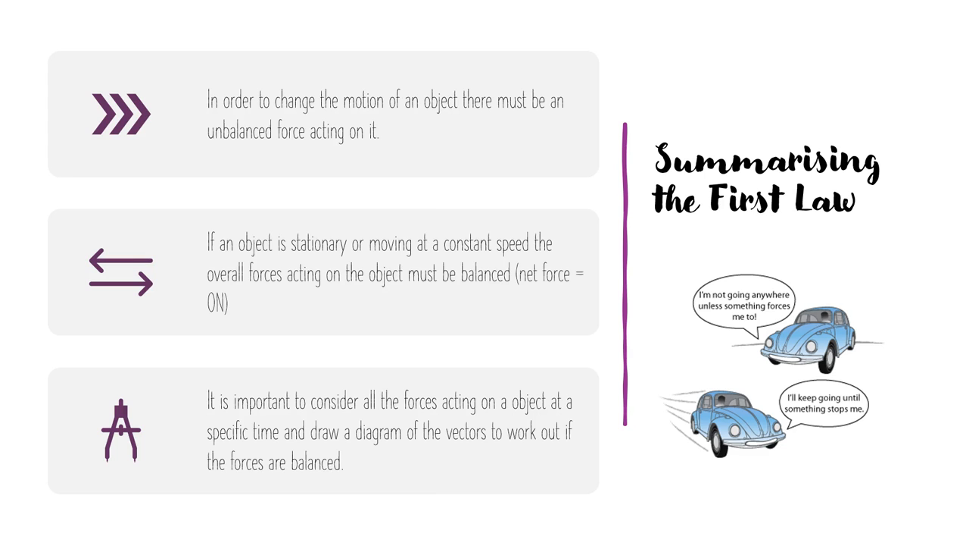So that's Newton's first law. We need to be able to state it. Basically, the object will stay in motion with a constant speed unless an unbalanced force acts upon it. So that will be stationary or a constant speed. In order to change the motion of an object, there must be an unbalanced force acting on it. If an object is stationary or moving at a constant speed, the overall forces acting on the object must be balanced. So the vectors must be equal in size but opposite in direction.